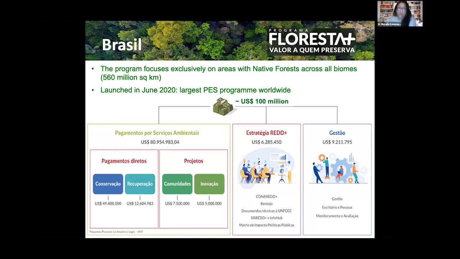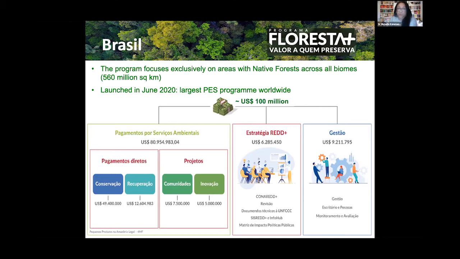This program tends to focus a lot on native forests across all biomes within Brazil, and that takes up about 560 million square miles. Now, to put this in context, the entire European Union, in terms of land surface area, is about 460 million square miles. And this program, again, with a bilateral agreement between Brazil and Norway, gives the Brazilian government about $100 million US dollars to filter into different programs.